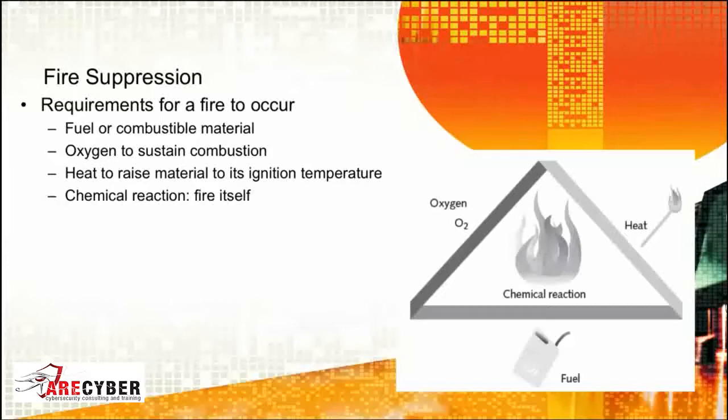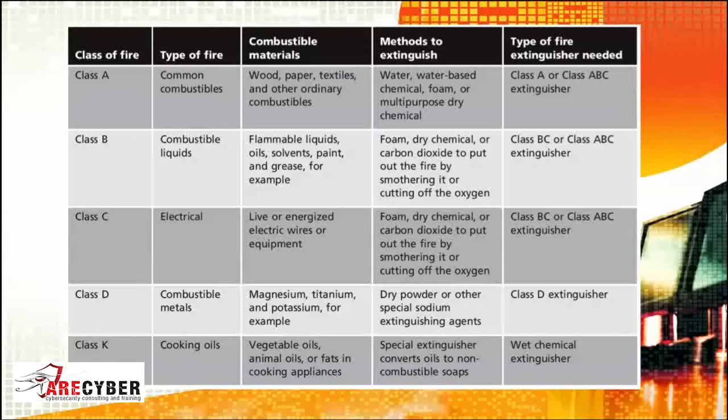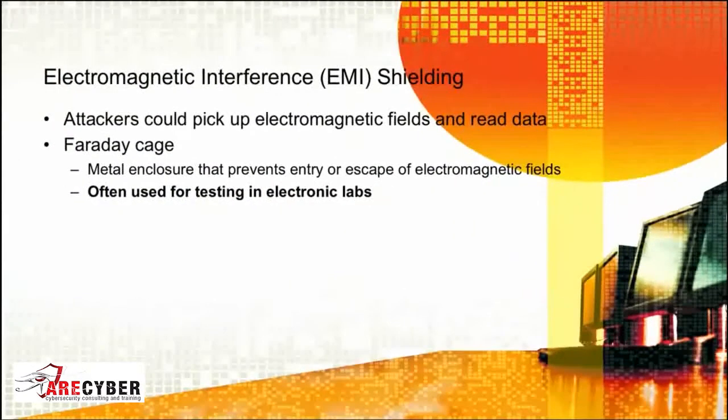That's the fire itself. The Security Plus examination expects you to know and recognize which type of fire extinguisher to use for which type of fire: Class A, B, C, D, and K. Next is EMI shielding. Remember, attackers could pick up electromagnetic fields and read data. One of the ways to protect against this type of attack is a Faraday cage. It's a metal enclosure that prevents entry or escape of electromagnetic fields. It's often used for testing in electronic labs.